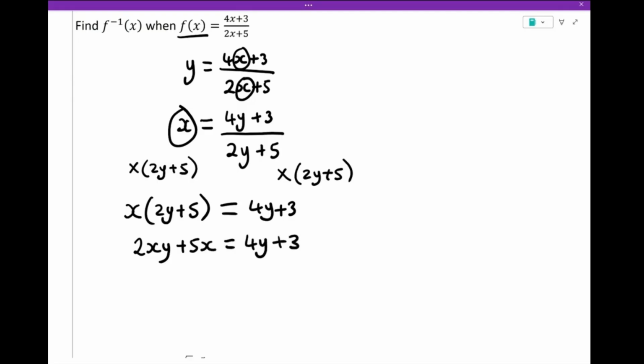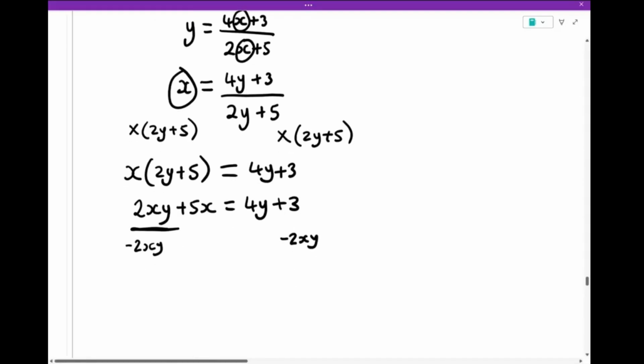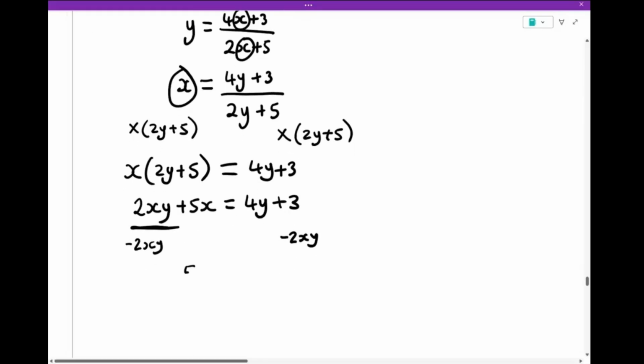Now I want to make y the subject. So I'm going to have to get all of the terms involving y to one side. So that's this term here and this term here. It doesn't matter which side. So let's move on to the right-hand side. So I need to remove the 2xy by subtracting 2xy on both sides. Then that leaves me with 5x on the left-hand side, and then we'd have 4y plus 3 subtract 2xy on the right-hand side. So I've got all my terms involving y to one side.